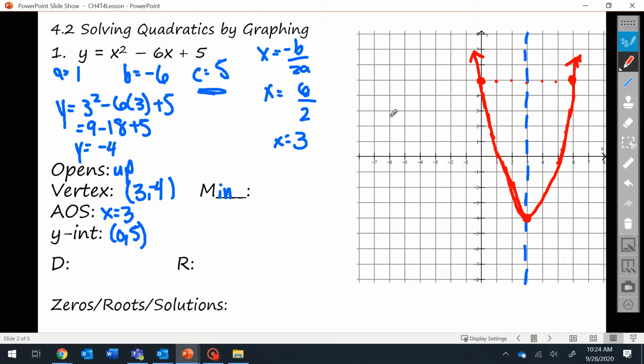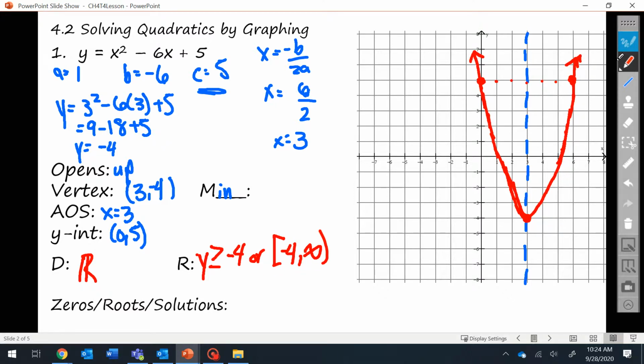Now I can tell from my graph the domain and range. My domain, of course, is all real numbers. And my range is y is greater than or equal to negative 4, or I could say negative 4 to infinity. I think on the test, it's multiple choice, the answer is in interval notation, so the second one.